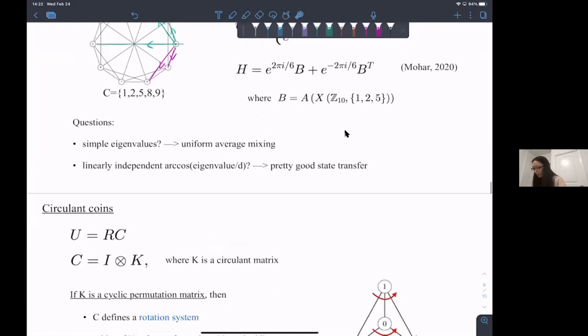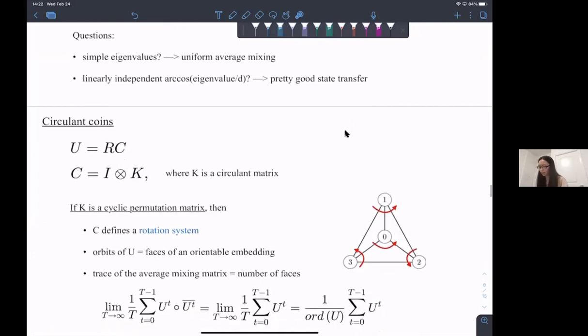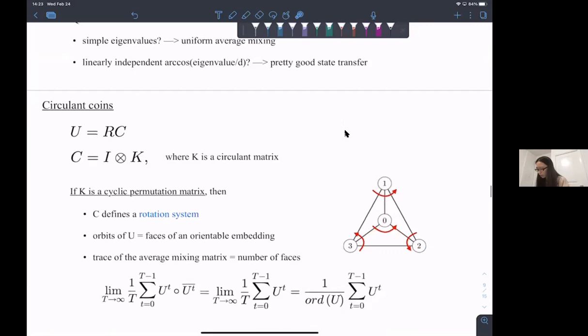Okay, so finally, I want to quickly mention a third choice of a coin: circular coins. And this is related to an orientable embedding of a graph. Okay, so here K is a circulant matrix. Now, if every K is a cyclic permutation matrix, then C defines a rotation system, because every block assigns a cyclic permutation of the outgoing arcs of the vertex, or a cyclic permutation of the neighbors. So C defines a rotation system. And you can show that the orbits of U, which is now a permutation matrix, are exactly the faces of an orientable embedding.